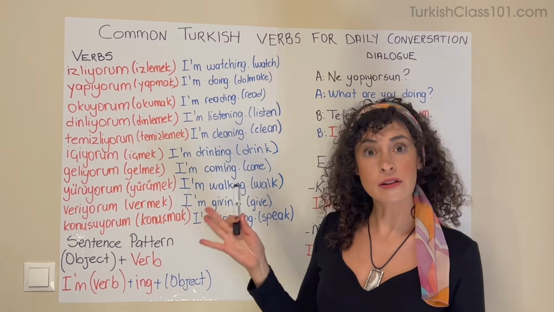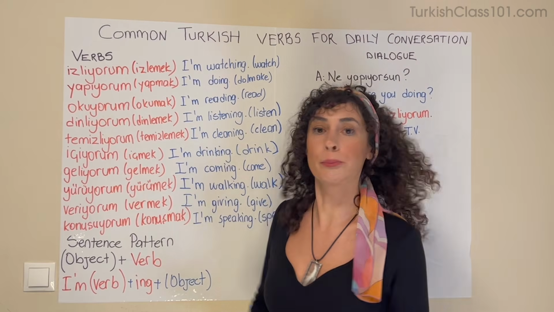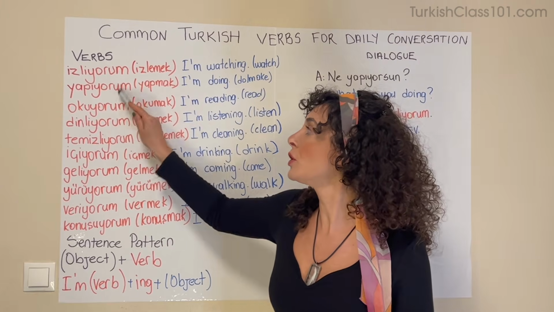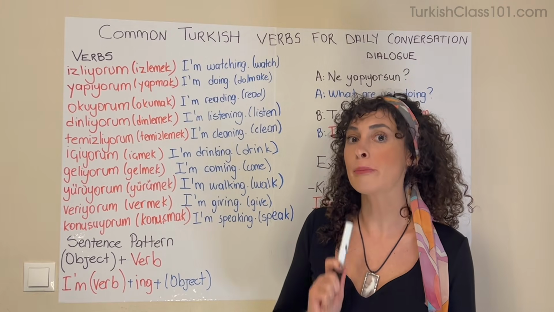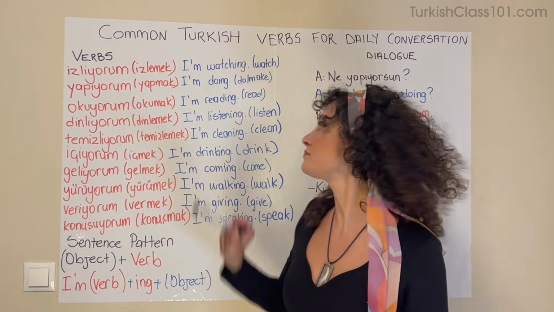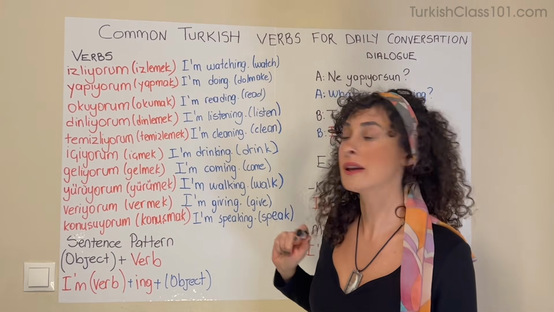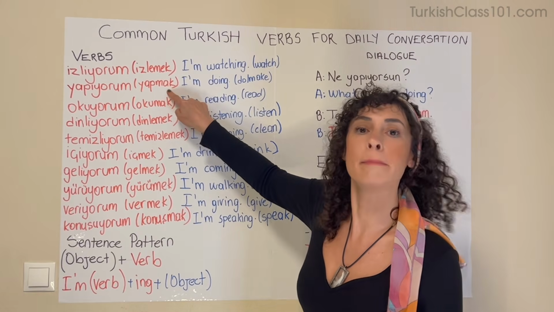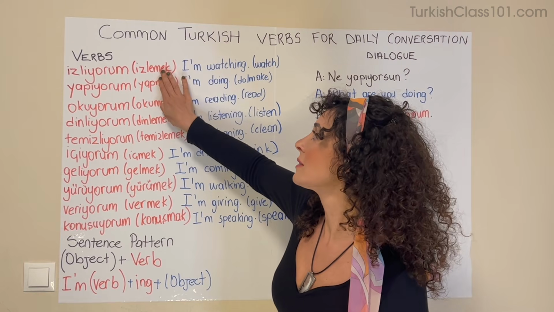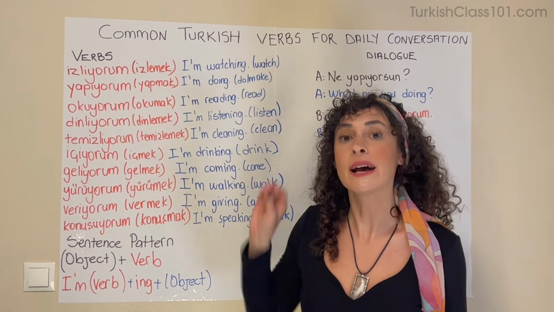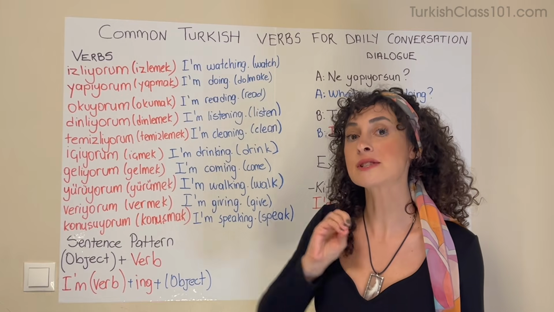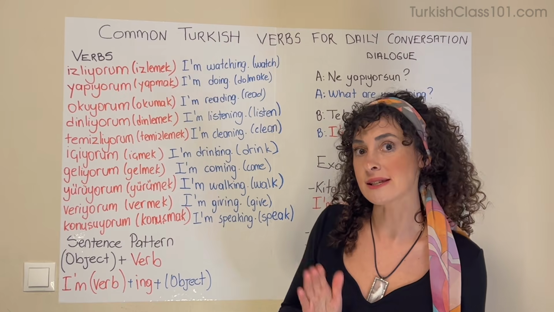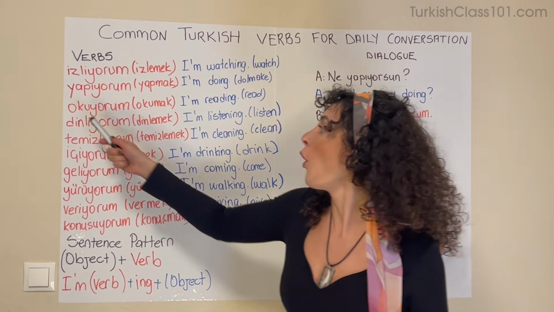Let's see the other examples. Yapıyorum. I'm doing. And the dictionary form is yapmak. Do, make. Here, again, we have this time mak. Take it out. The dictionary form, you have to take the mak out. Then add the suffixes.